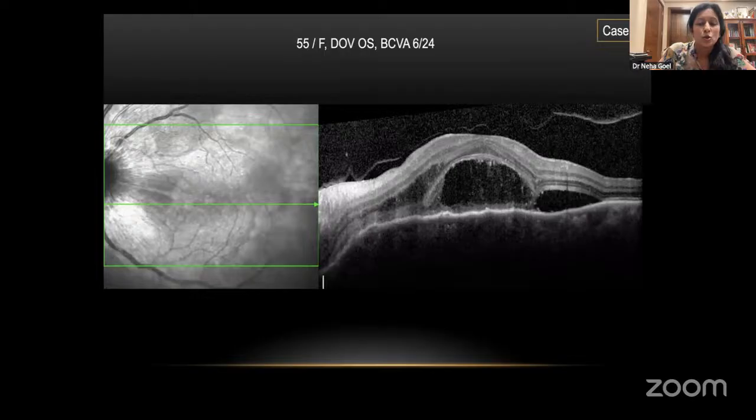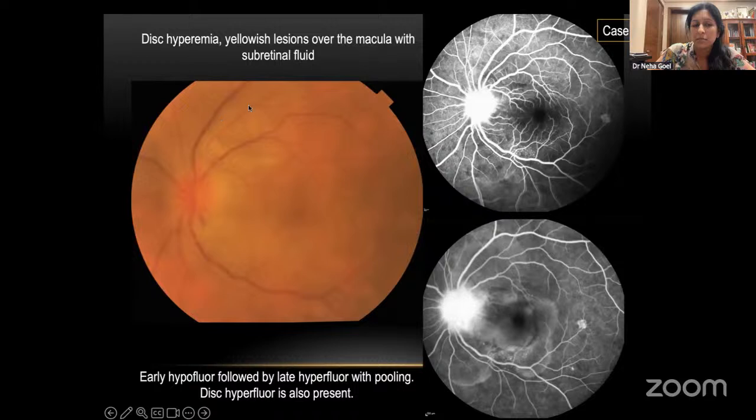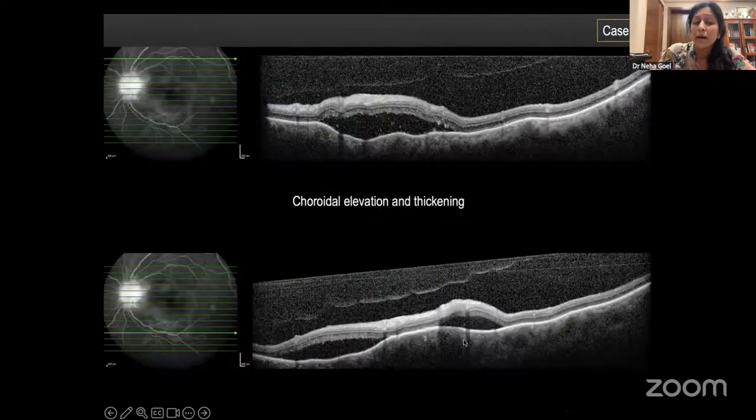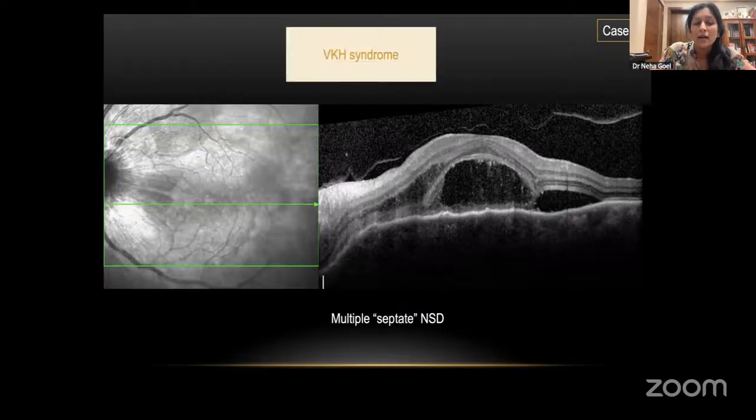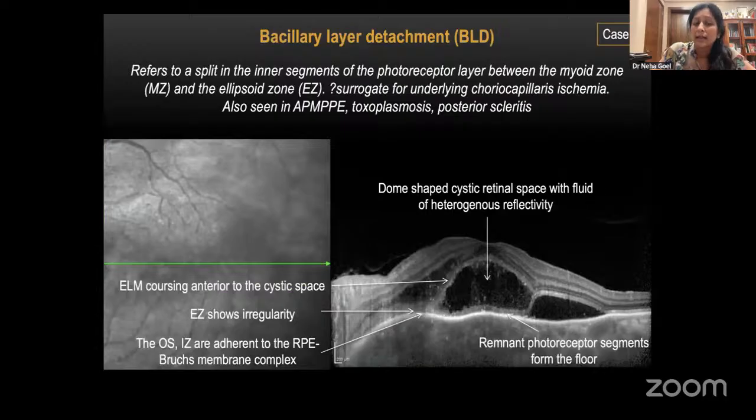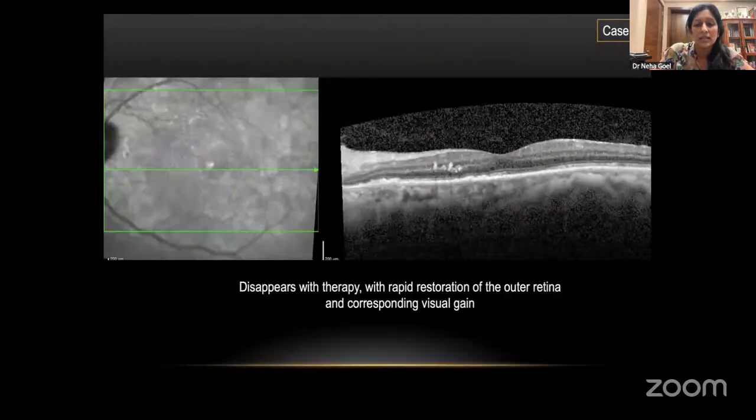Another case, again, the OCT looks very much like a neurosensory detachment and may be labeled erroneously as a CSC. But if you look at the fundus, you see the disc is hyperemic, there's a yellowish tinge, and it leaks on fluorescein angiography. You also see these hypofluorescent lesions, which later on stain. And if you go back and look at the OCT again, then you see the line of the choroid is not straight. There is choroidal elevation and thickening, and these are septate NSD, which are now described as the bacillary layer detachment, which may be seen in the VKH syndrome. So this again is important to recognize, because if you misdiagnose it as CSC, then you would just observe it, whereas this patient needs steroid therapy, and here it is with complete resolution.